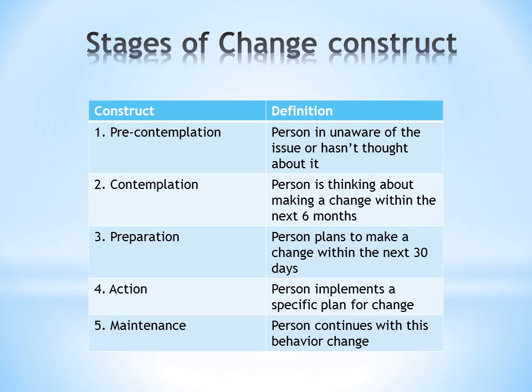One construct in this theory is called stages of change. Here I've listed the different stages. A person may enter this continuum at any stage. And the stages are pre-contemplation, where the person is unaware of the issue or hasn't thought about it. Contemplation, the person is thinking about making a change within the next 6 months. Preparation, where the person plans to make a change within the next 30 days. Action, where the person implements a specific plan for change. And lastly, maintenance, where the person continues with this behavior change.